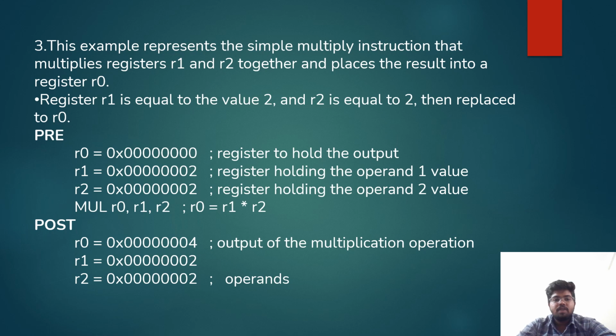And we are using the multiply operator MUL R0, R1, R2. R0 is equal to R1 times R2. R0 is equal to 0x00000004, the output of the multiplication operator. R1 is equal to 0x00000002 and R2 is equal to 0x00000002, the operands.